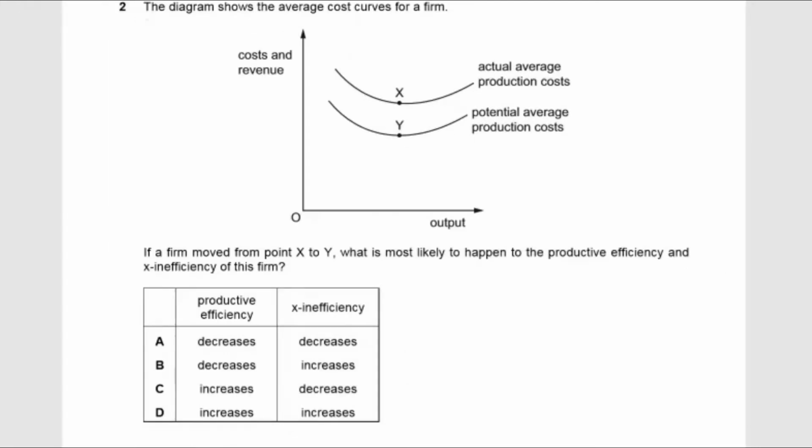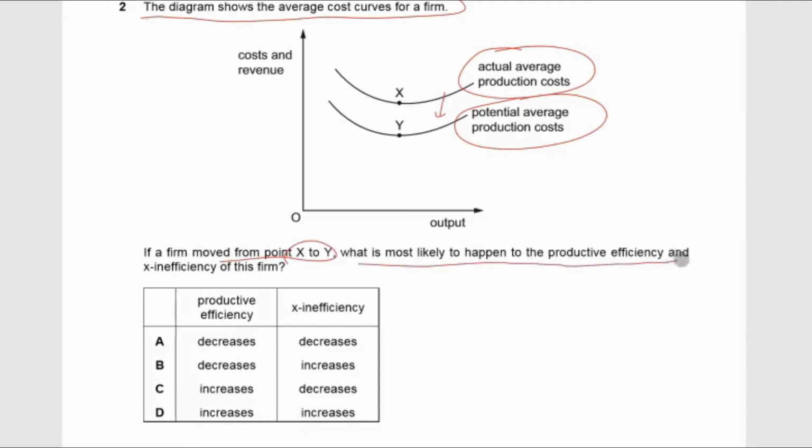Question number 2 says the diagram shows average cost curves of a firm: actual average cost of production, and potential average cost of production. Potential average cost of production is lower than the actual average cost of production. If a firm moves from X to Y, what is most likely to happen to the productive efficiency and X efficiency? Overall productive efficiency will increase because when your average cost falls downward, it means you are now becoming more productively efficient. So options A and B cannot be correct, so we can think on options B, C, and D.